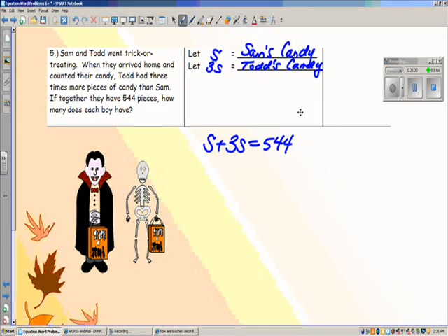Okay, next step, we've defined our variable, we set up our equation. Let's go ahead and start solving by combining like terms, or simplifying. We can combine 1S plus 3S to give us 4S, and set that equal to 544. When we do that, we have a simple one-step equation. Use the inverse operation to solve for S. Inverse operation, this is 4 times S, so our inverse operation would be dividing.